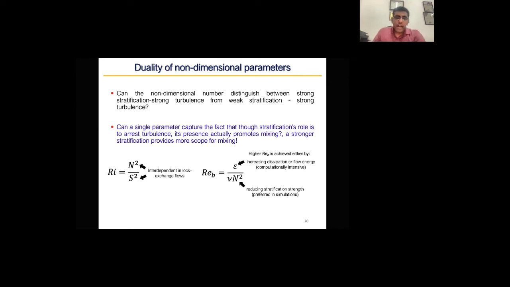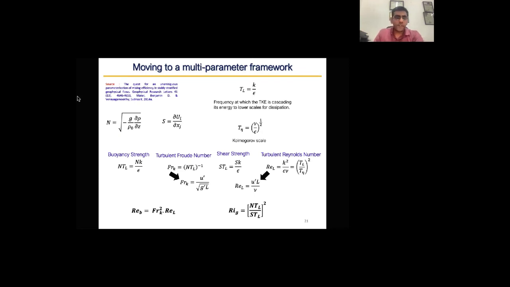So the answer is you have to split this REB into two different non-dimensional numbers, just like we say that your Rayleigh number is Grashof into Prandtl, right? Very similarly, you have to split this REB or Ri into two separate non-dimensional numbers, and that's what we decided to do using the framework of a paper that was published in 2014.